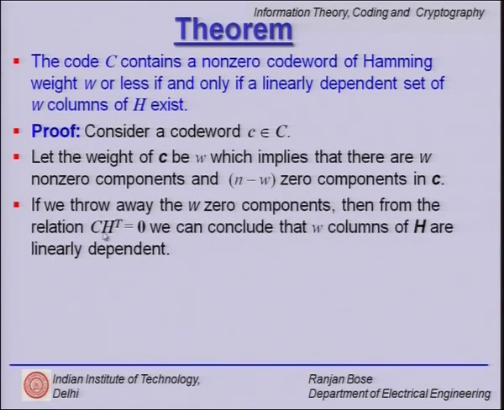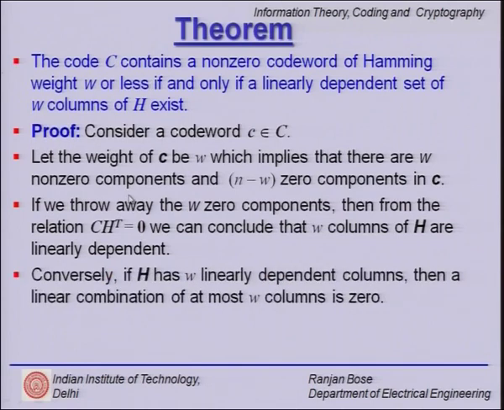Now, we must have CH transpose equal to 0. Okay. This capital C represents that all the vectors in this set, when multiplied with H transpose, should give you 0, including all the valid C1, C2, C3, all the valid code words. Now, we are considering any one particular code word with a weight W, that is W non-zero elements exist. So, what does this do?